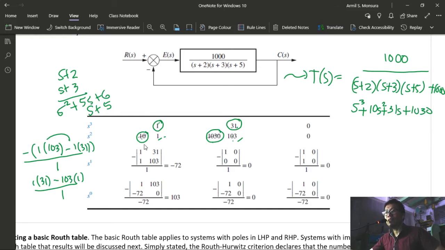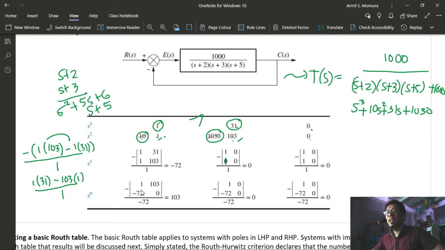So dito naman, this is 1 times 0, so that's 0, tapos minus 0 times 1. Teka, parang mali ito. Dapat 1 to, hindi yan 0. Ayan. So, 1 times 0 minus 0 times 1, divided by 1. So, 0. Ito rin, 1 times 0. So, 0 na to. So, negative 72 ito. Yung negative 72.